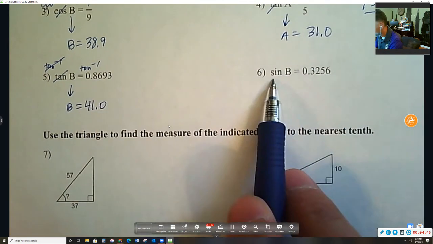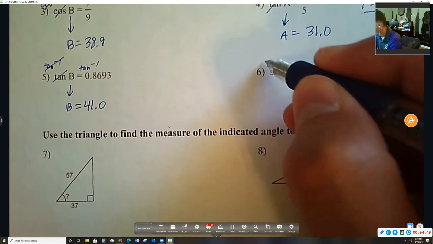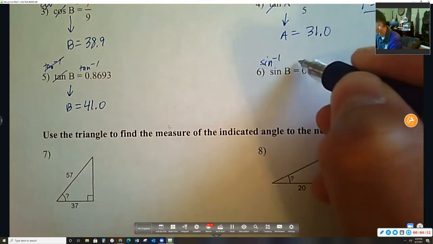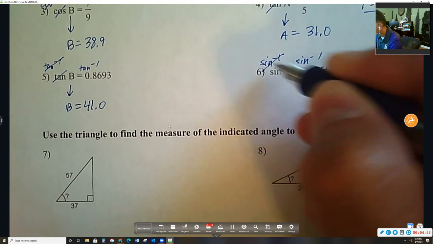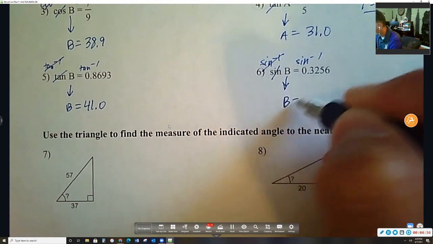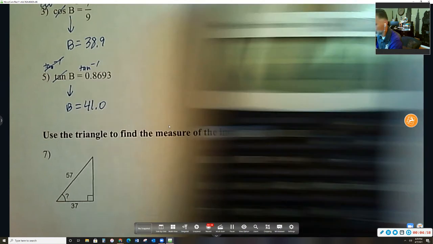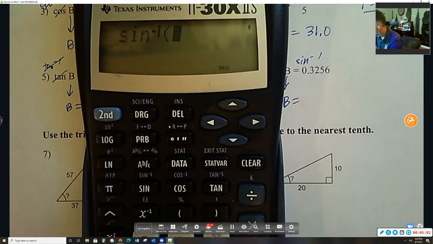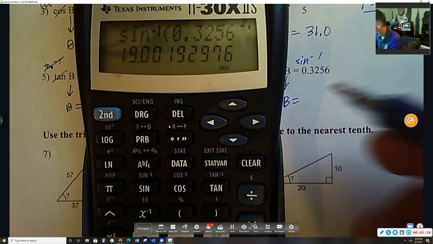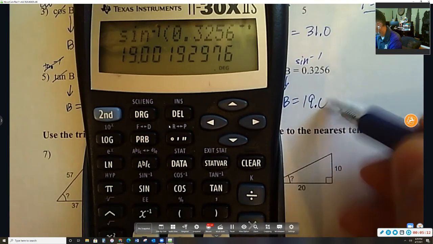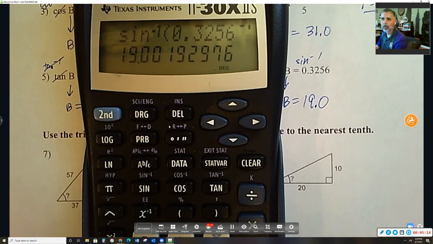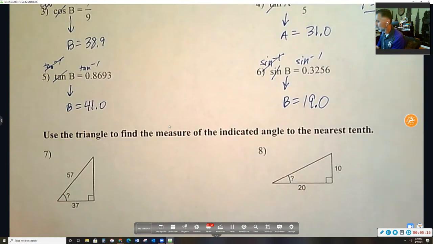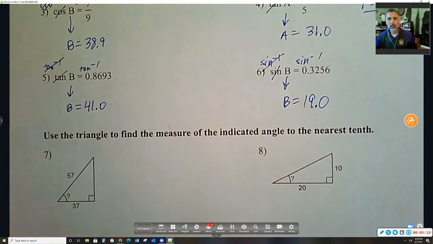Same thing here. I want sine to go away, because then we're just left with B. I type this in the calculator. Sine inverse 0.3256, close it, and that's 19. And that's the first part. Pause this if you need to. I'm actually going to do another video for the next one.